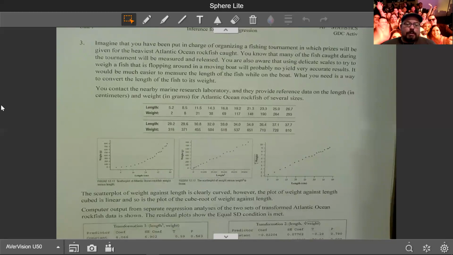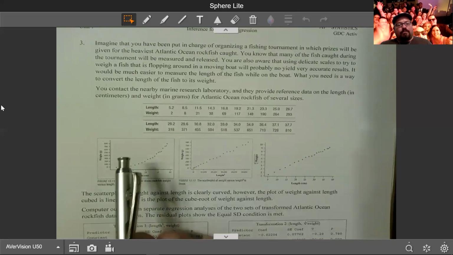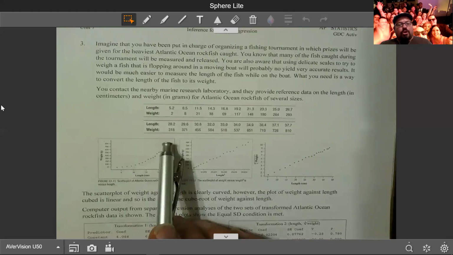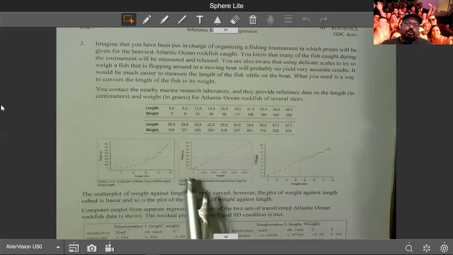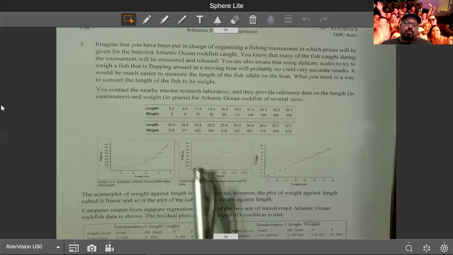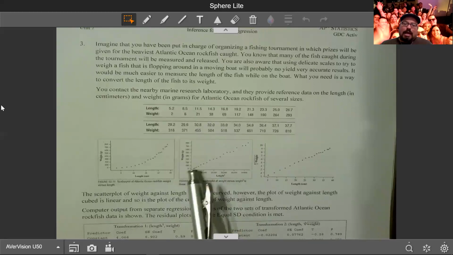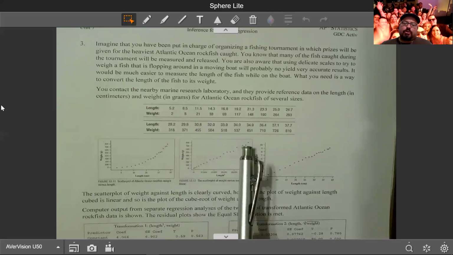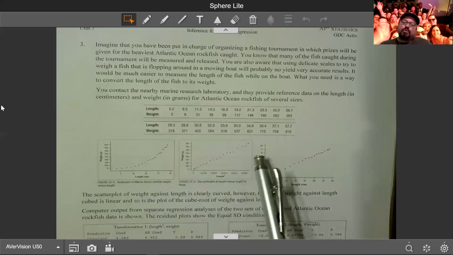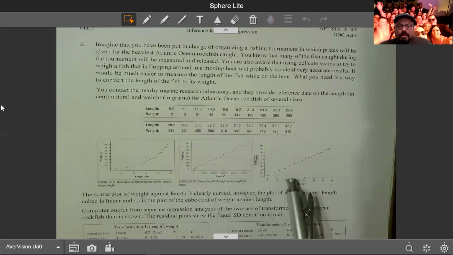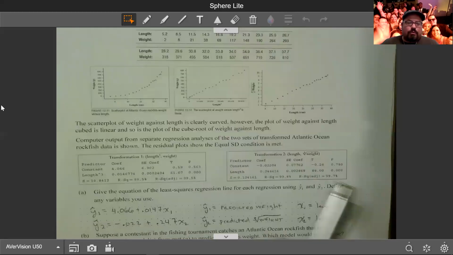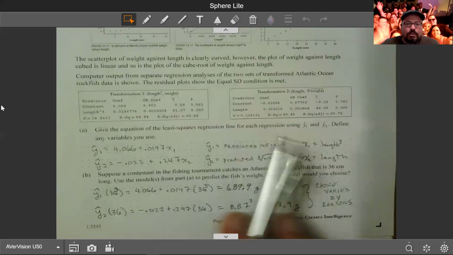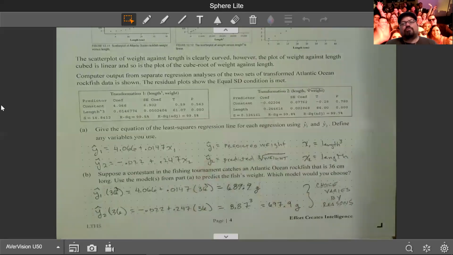So here we have this weight that's curved, but if we think that maybe a cubic polynomial would fit this well, we can look at a relationship between the length cubed and the weight, and we see that the scatter plot is pretty close to linear. Or maybe we do the cubed root of the weight to the length, and that scatter plot is fairly linear. So yes, this information does transform into a linear scatter plot.